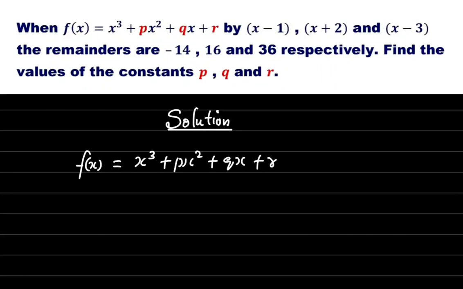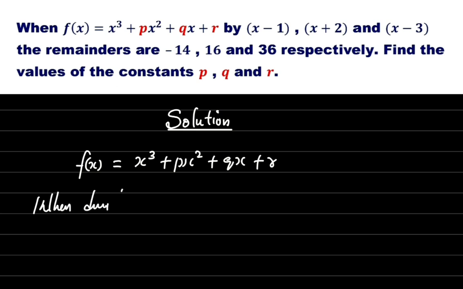Hey guys, with me here I have a polynomial with three unknowns, p, q, and r, and it is divided by three factors: x minus 1, x plus 2, and x minus 3. We have the remainders there as being minus 14, 16, and 36 respectively. This is the equation. We have it on the screen. And now we'll start.